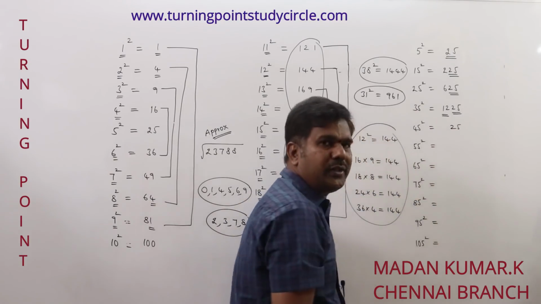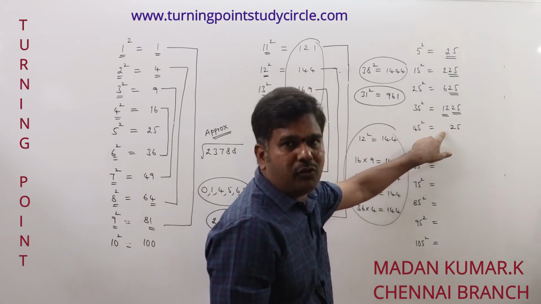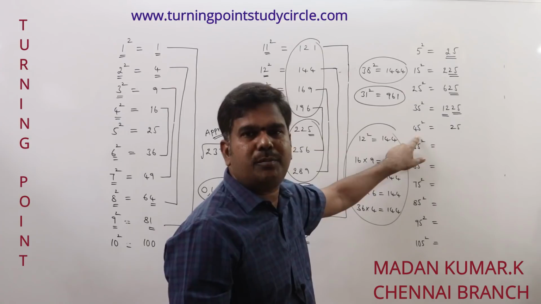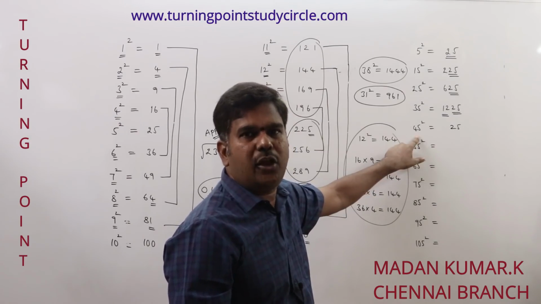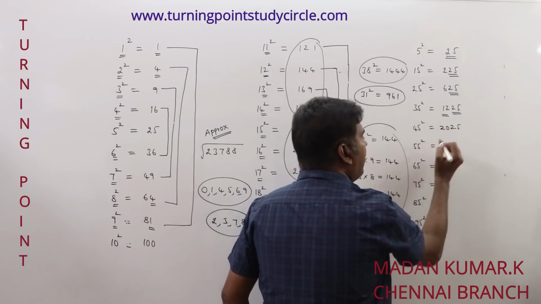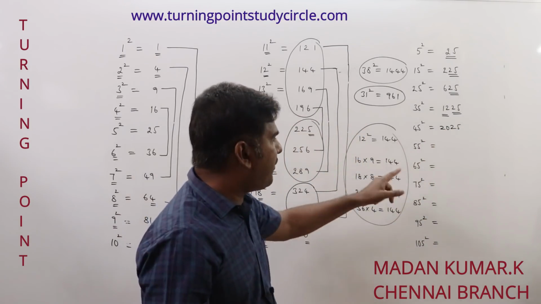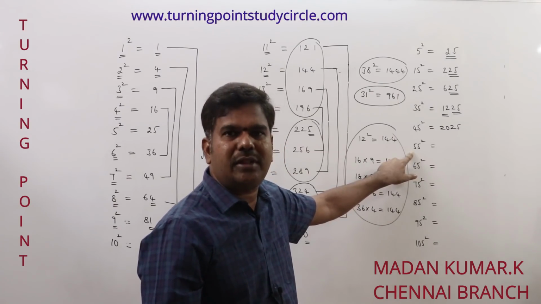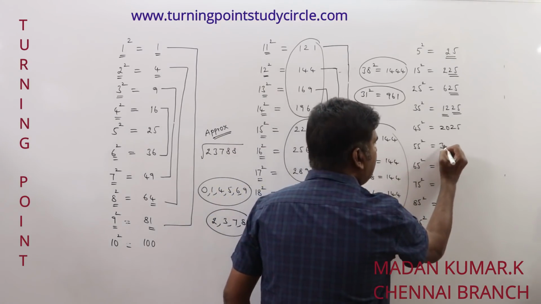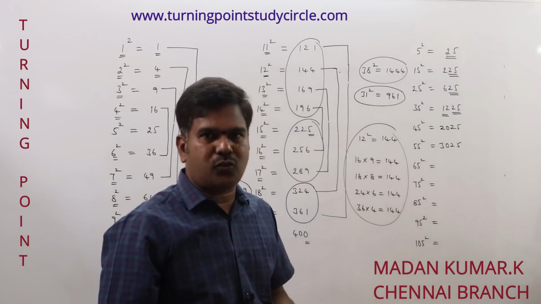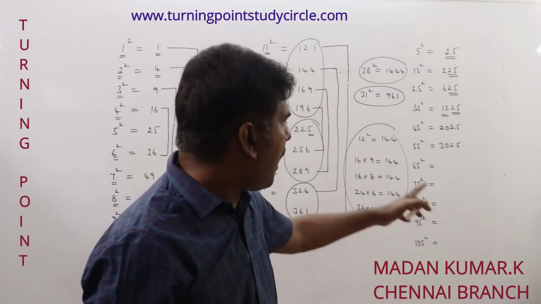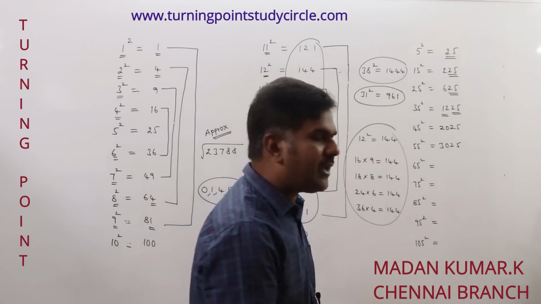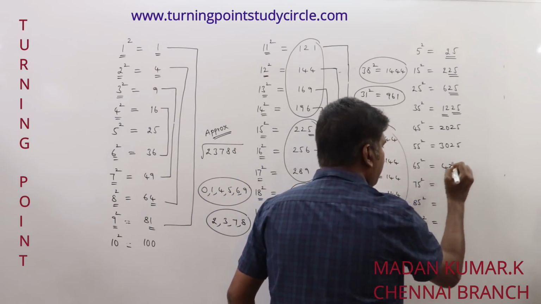45 square, 25 will be common as the last 2 digits, and before that, apart from 5, the other digit is 4, right? 4 has to be multiplied with the immediate next higher digit. 4 5s are 20, 2025. Now can you make it fast? 55 square, apart from 5, the other digit is 5. 5 has to be multiplied with 6. 5 6s are 30, 3025. 65 square, 25 will be common. The other digit is 6. 6 7s are 42, 4225.